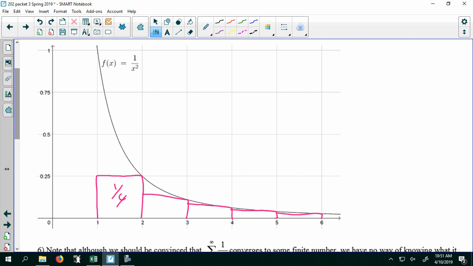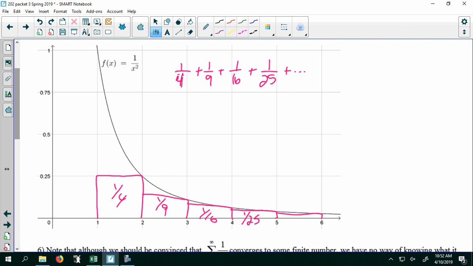The next rectangle, its base is 1. Its height is 1 over 3 squared, 1/9, because my function is 1 over x squared now. This is 1/16, 1 over 25. 1 over 36. I'm not going to write it in because I don't have space. So I have the sum 1/4 plus 1/9 plus 1/16 plus 1/25.